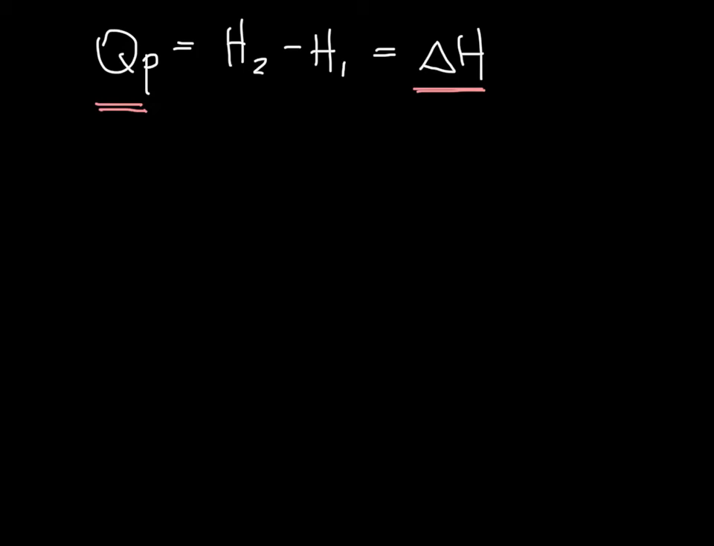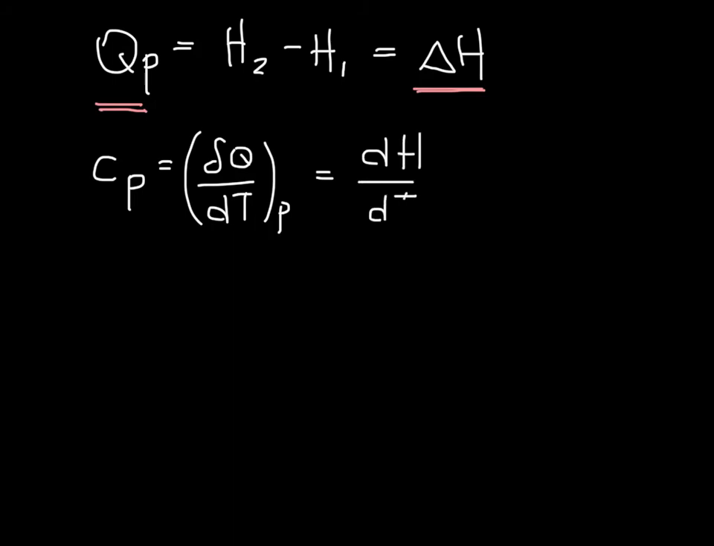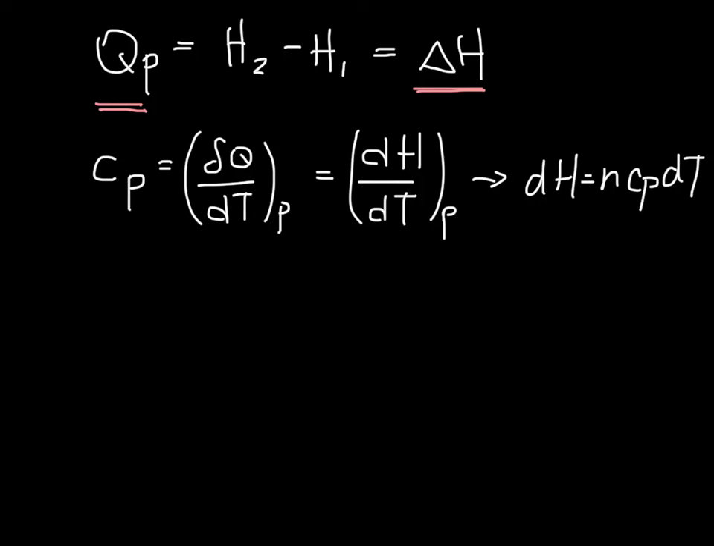We can then calculate the heat transferred in a constant pressure process by remembering how we defined the constant pressure heat capacity. So we defined Cp as the heat transferred at constant pressure divided by the change in temperature. So now we can rewrite this expression in this way, which gives us dH equals n Cp dT. If Cp is a constant in this equation, then we just end up with delta H equals n Cp delta T. So that's if Cp is constant.